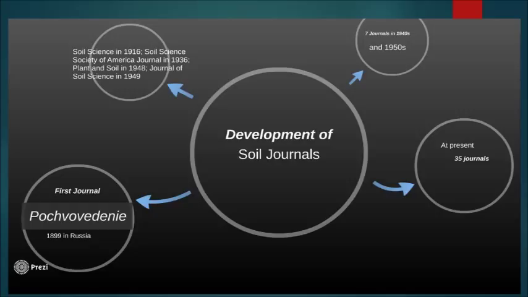Up to the 1950s, there were 4 scientific journals in which soil investigations were published: Soil Science in 1916, Soil Society of America Journal in 1936, Soil and Plant in 1948, and Journal of Soil Science in 1949. 7 soil science journals were started in the 1940s and 1950s, and another peak occurred in the early 1980s. At present there are some 35 journals with their main focus on soil science.